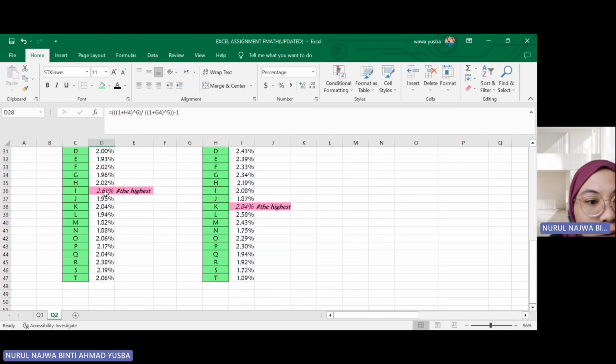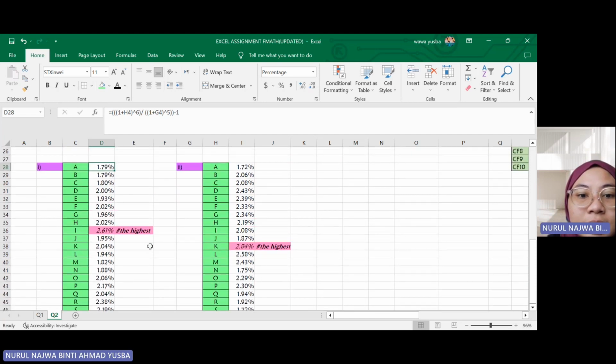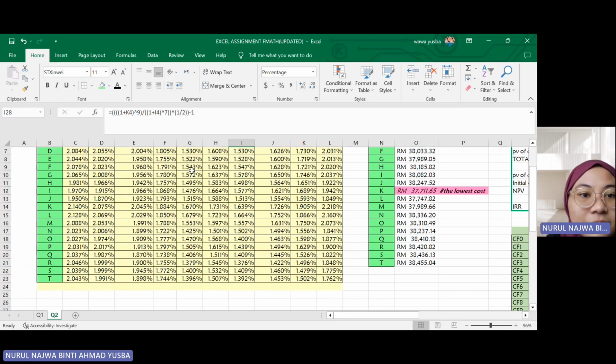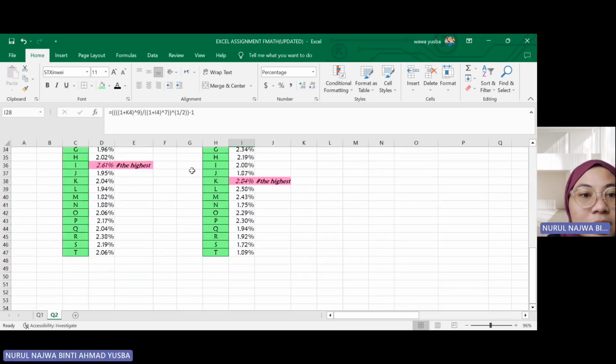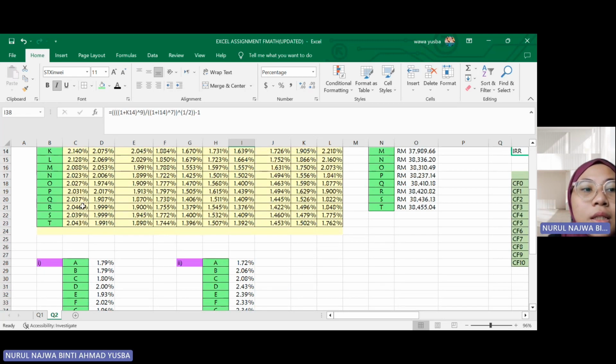I got 2.61 is the highest, which is bank I. The second question is 2 year forward rates from 7 years. I just calculate the same thing, put it in the equation. I derived it from the equation given in the lecture notes. And then I identify that 2.84 is the highest, which is bank K.